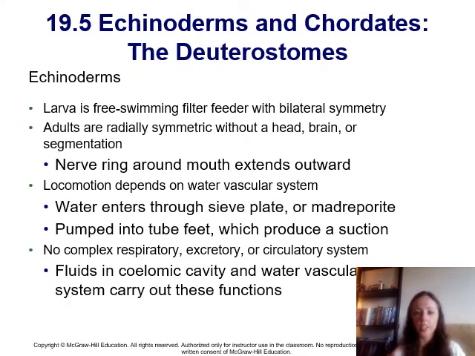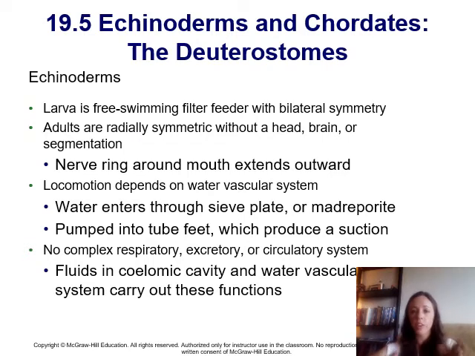Echinoderms will have two stages of life. During their larval stage, they will be free-swimming filter feeders that have bilateral symmetry. And bilateral symmetry means that they will have identical body parts on the left-hand side and on the right-hand side of their body. As adults, they will be radially symmetrical, and they will not have a head, brain, or segmentation. Radially symmetrical means that they will be symmetrical around a circle.